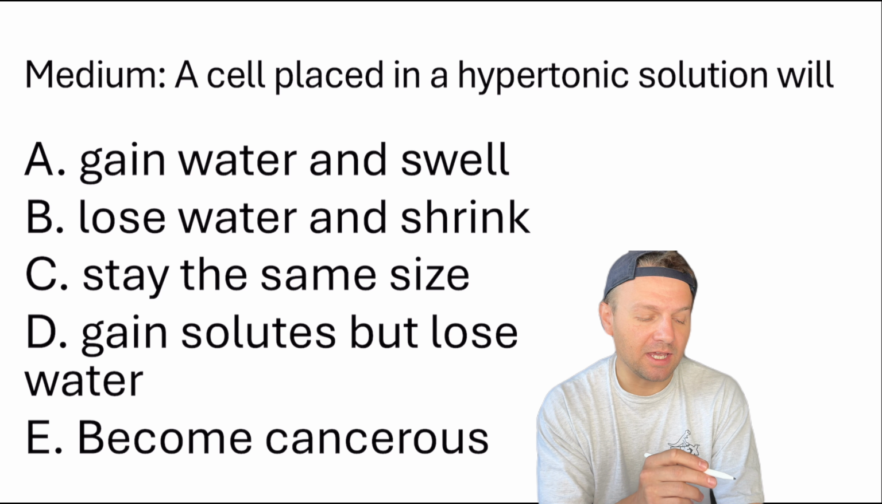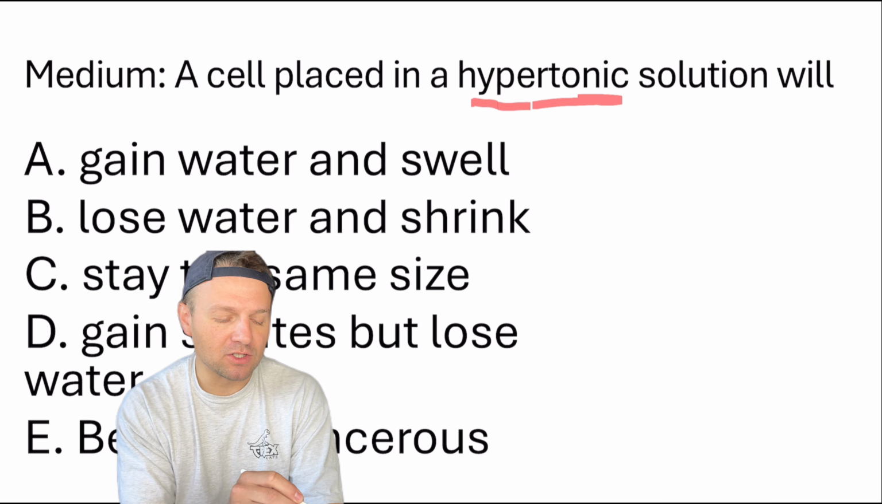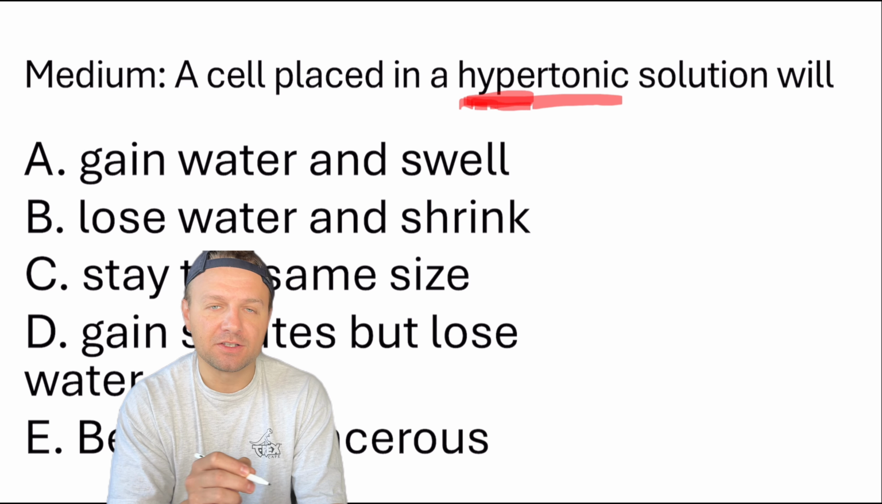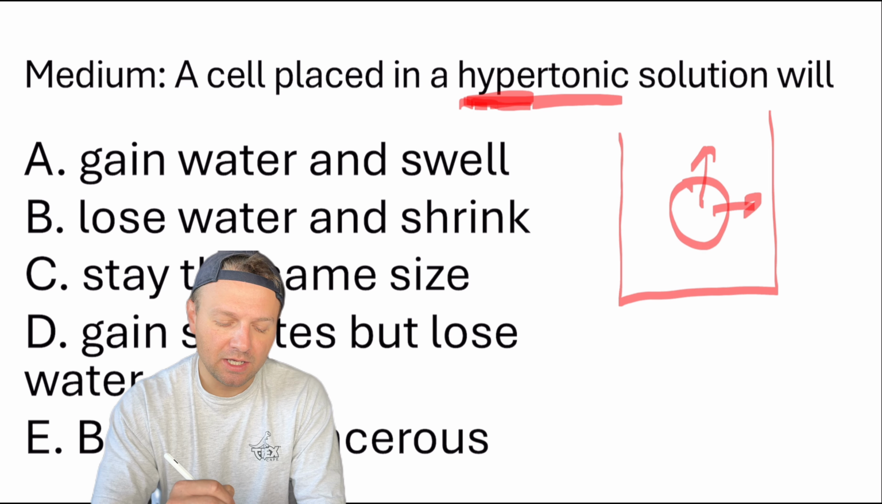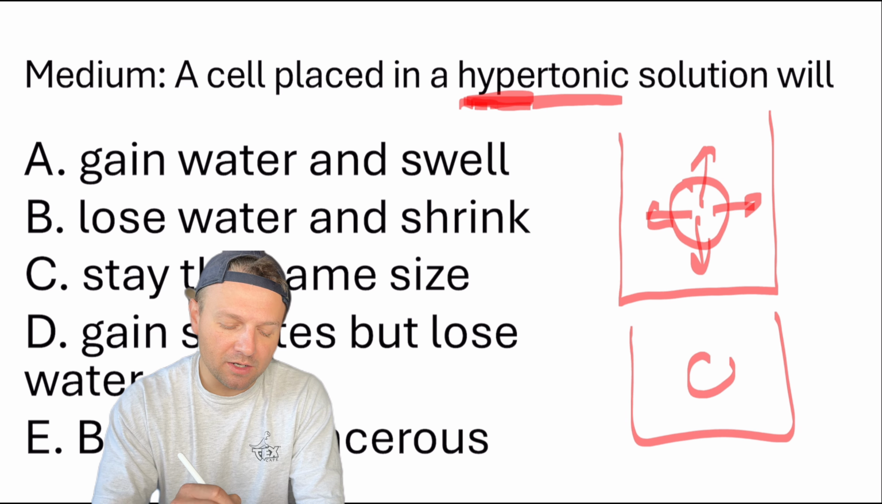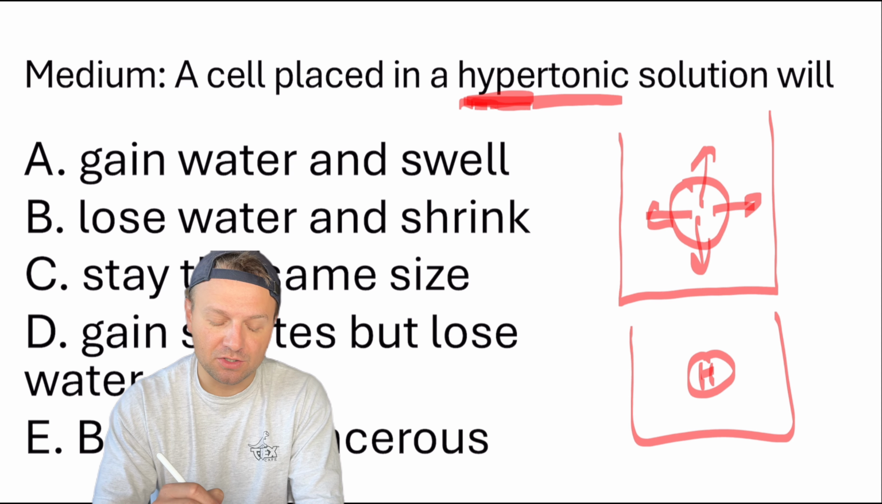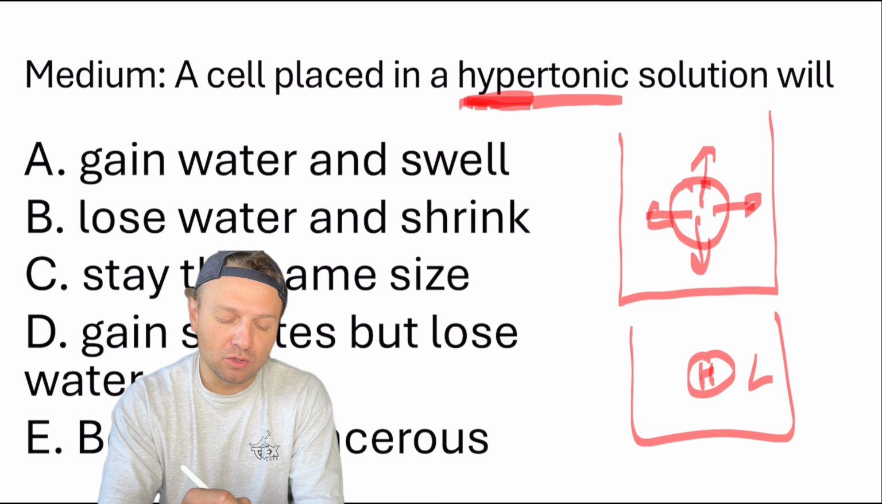Here's the medium question. A cell placed in a hypertonic solution will... So whenever we look at hypertonic, we're talking about hyper versus hypo. If we remember, in a hypertonic solution, the cell is going to shrink because water is going to leave the cell. And that's because water is higher in concentration to start out in the cell than it is outside the cell. So this is going to shrink.